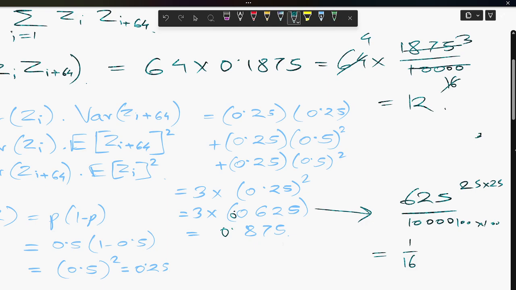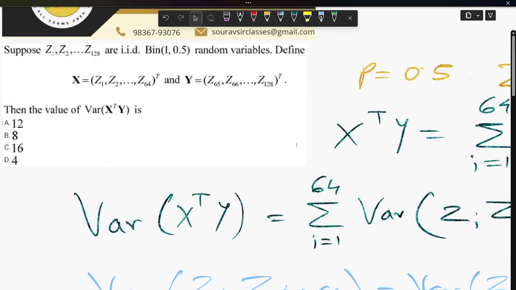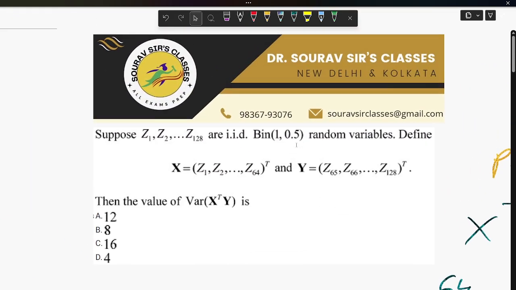So the correct answer of this question is option A, which is 12.